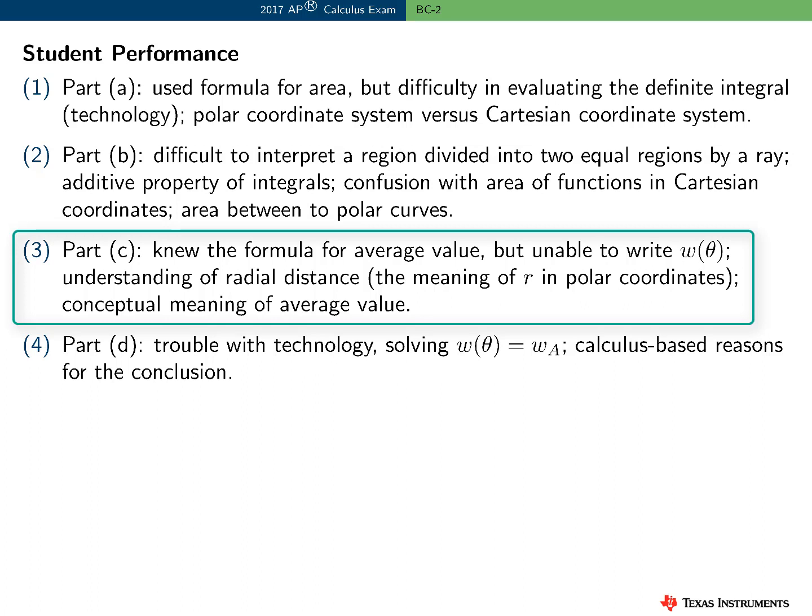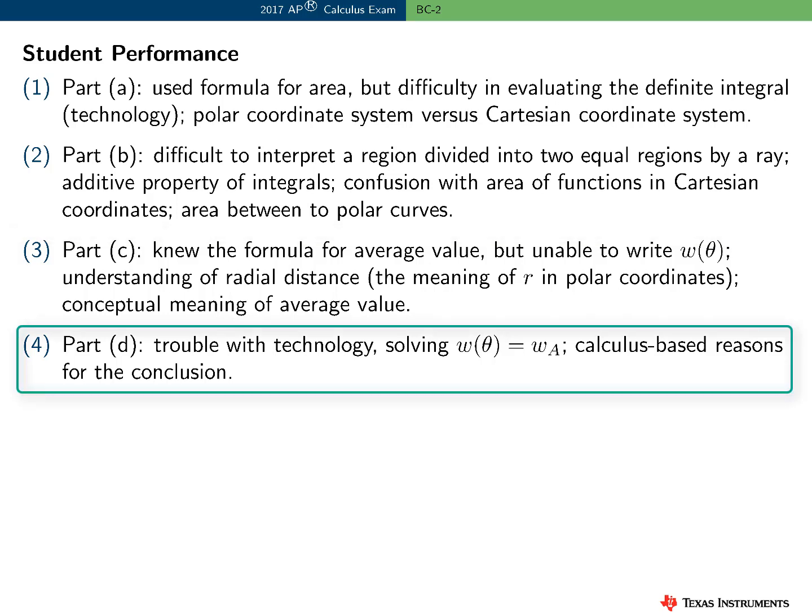In part C, many students were simply unable to write an expression for w of theta, and some students didn't understand the meaning of radial distance and the meaning of r in polar coordinates. Although most students were able to write an expression for average value, there did appear to be a lack of conceptual understanding. And in Part D, some students had trouble with technology, that is, in solving the expression w of theta is equal to w sub A. And many did not provide a correct calculus-based reason for their conclusion.